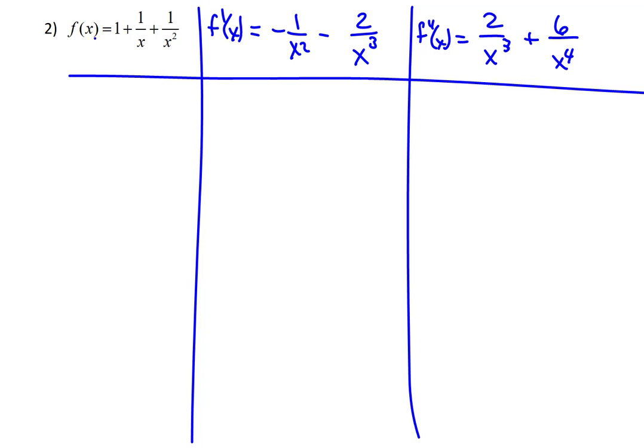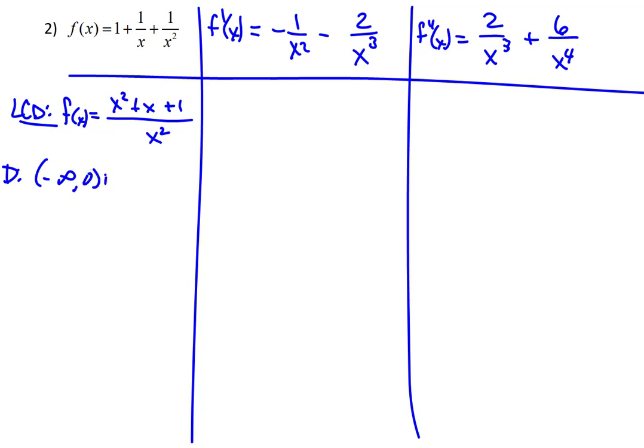Now, it also can be helpful to write our function with a common denominator. So to take our original function and write it with an LCD, we could say f of x equals x squared plus x plus 1 all over x squared. It's helpful because to use that to find the domain and anything else, setting it equal to 0 with a common denominator is just much simpler. So in this case, we'll say our domain is everything except 0. So -infinity to 0, union 0 to positive infinity, using interval notation there.